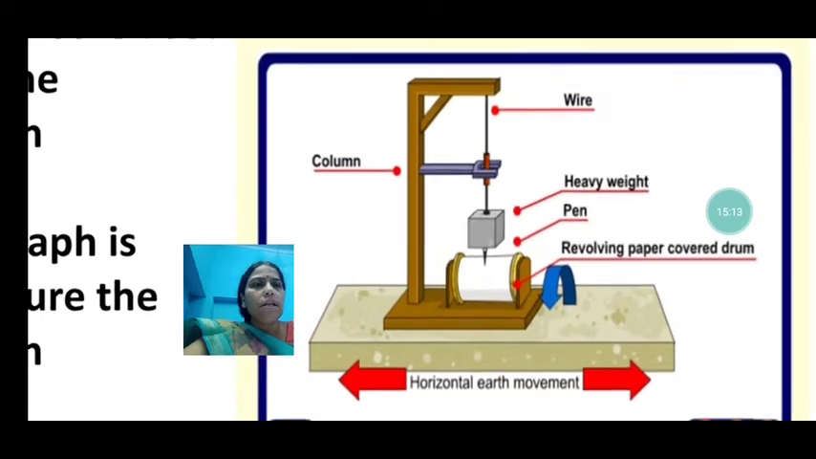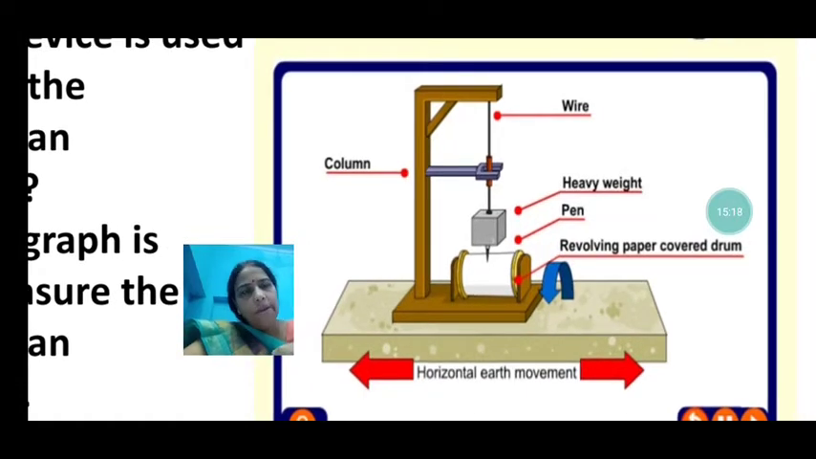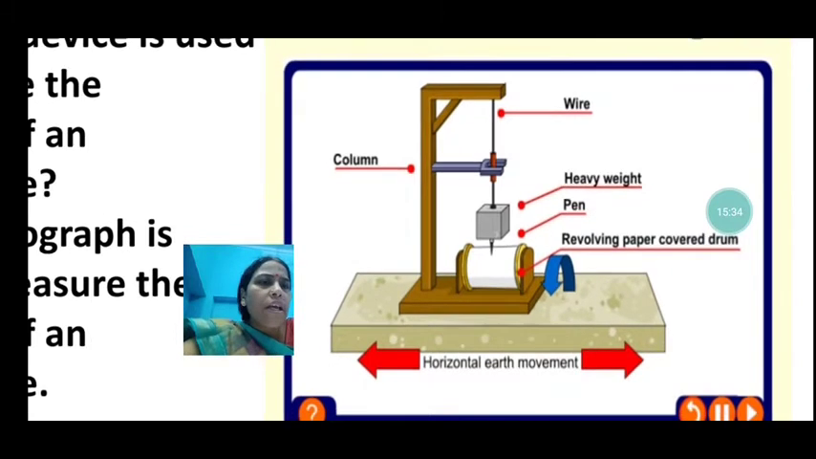You can see here there is a pen and a heavy weight which keeps the pen straight, and then there is a revolving paper covering the drum, then a wire through which the pen and the heavy weight are held up, and there is a column holding all the things. Now what happens when there is an earthquake?